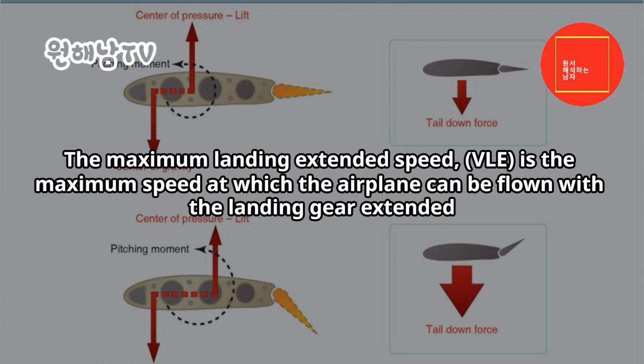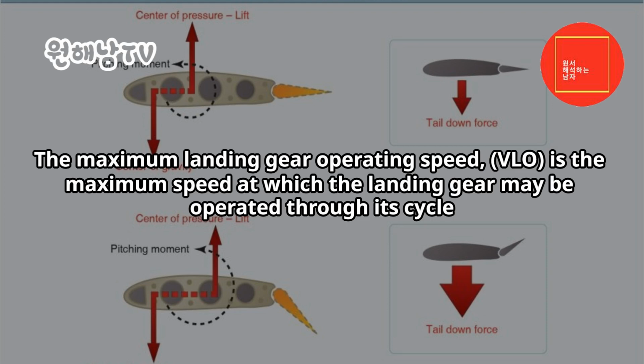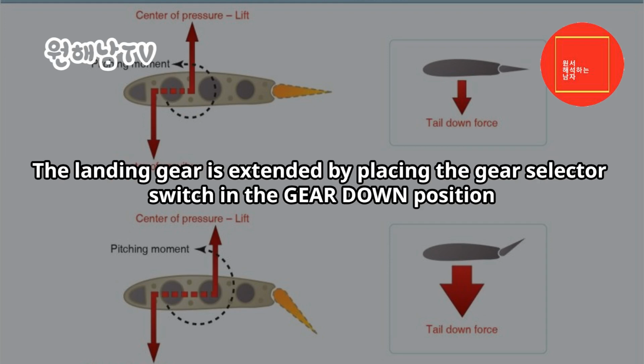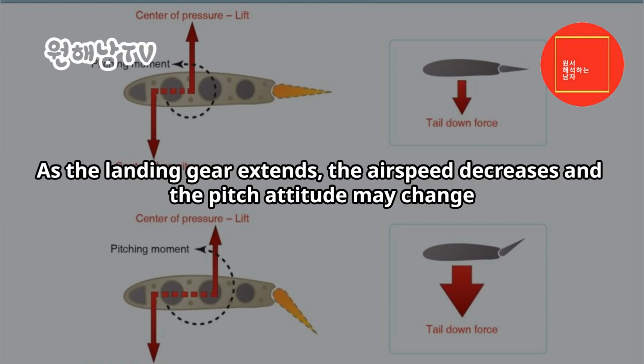The maximum landing gear extended speed, VLE, is the maximum speed at which the airplane can be flown with the landing gear extended. The maximum landing gear operating speed, VLO, is the maximum speed at which the landing gear may be operated through its cycle. The landing gear is extended by placing the gear selector switch in the gear down position. As the landing gear extends, the airspeed decreases and the pitch attitude may change.